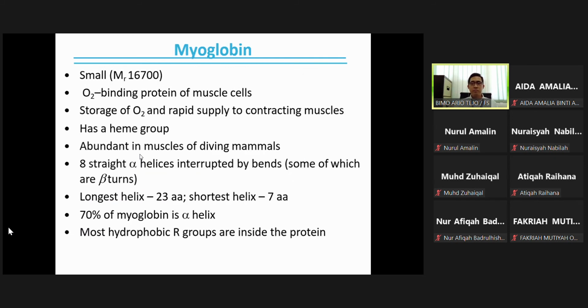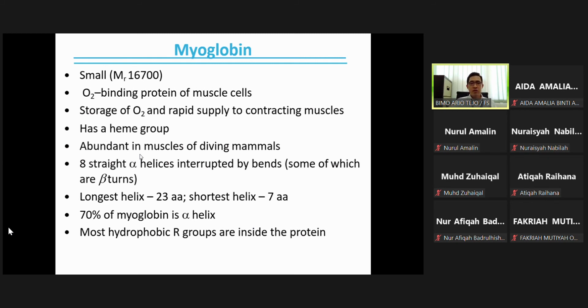Myoglobin is one of them. Myoglobin is the protein responsible for delivering the oxygen from your lung to muscle. It's a small protein. Dia punya size is only around 16,700. But they work as tetramer. So that's why even though one unit is small, they join together as a tetramer, so it becomes big.